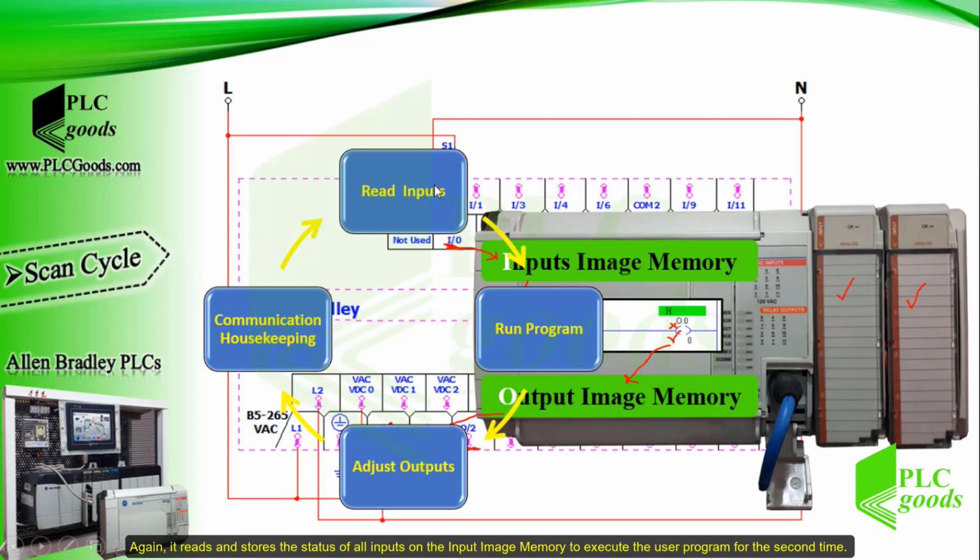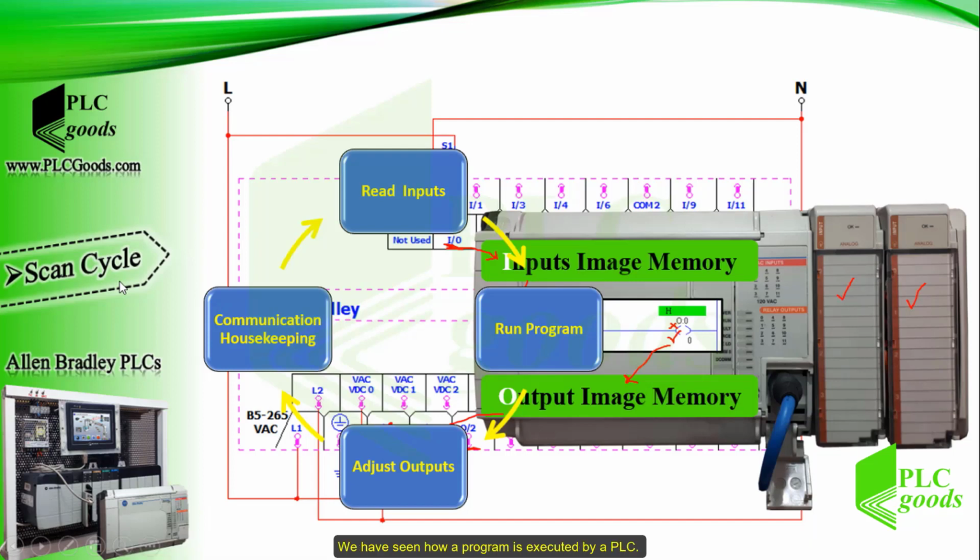Again, it reads and stores the status of all inputs in the input image memory to execute the user program for the second time. It does so over and over until the PLC is taken offline or shut down manually. This cycle is called a scan cycle, which takes about 5 to 10 milliseconds depending on your processor type and program size.